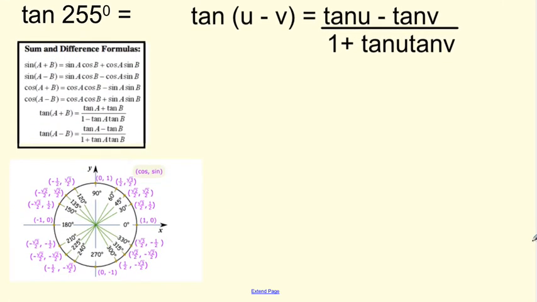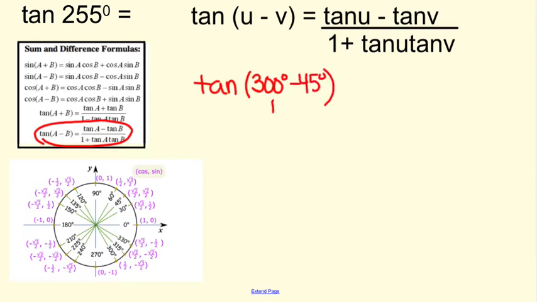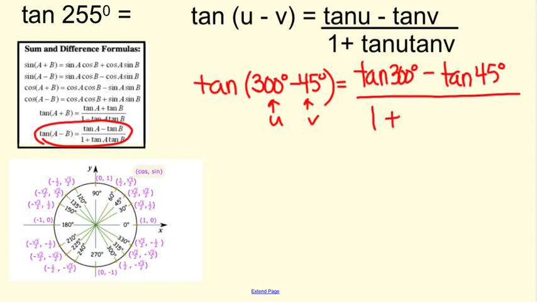Our last step is to find the tangent of 255 degrees. So the formula we're going to use is right here. I've just increased it in the black. So you want to say, what is the tangent of 300 degrees minus 45 degrees? So here's your u, there is your v. So we're going to take the tangent of 300 degrees minus the tangent of 45 degrees all over 1 plus the tangent of 300 degrees times tangent of 45 degrees.